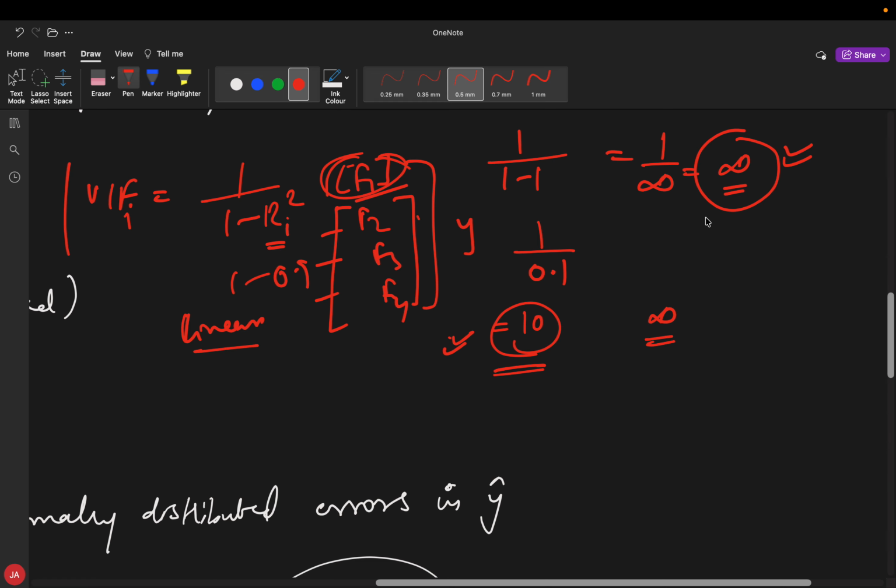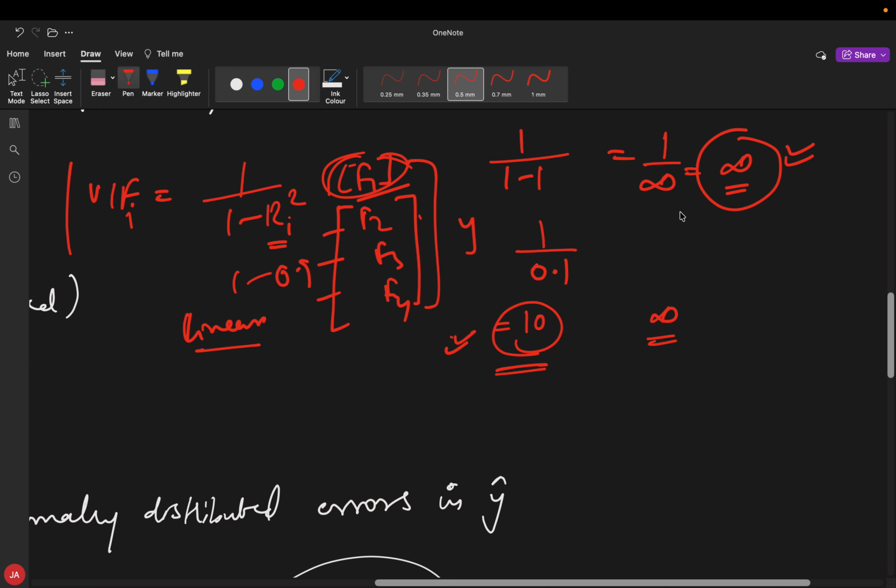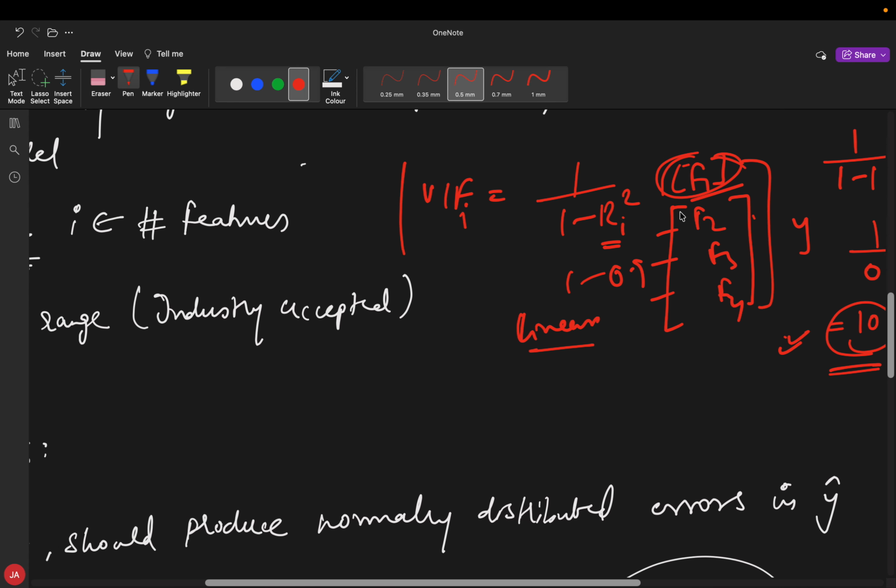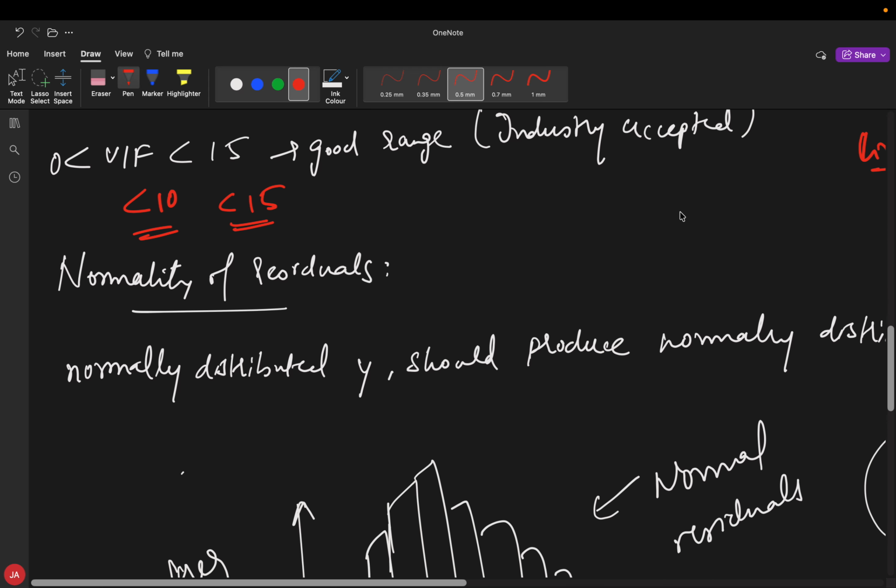So to avoid this multicollinearity, we need to check this assumption.